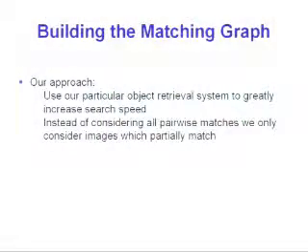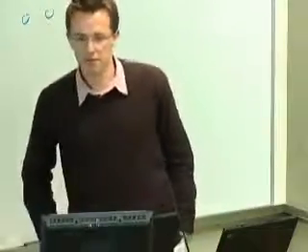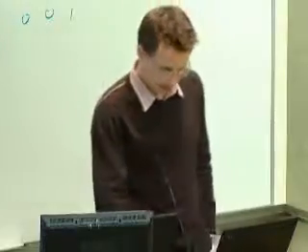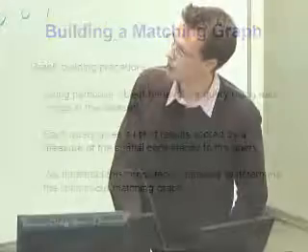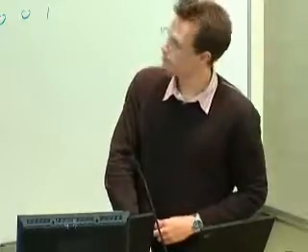Our approach is to use particular object retrieval to increase the search speed, and instead of considering all pairwise matches, we'll only consider images which we know partially match. So the procedure is, using retrieval, we query using each image in the dataset, and each query gives us a list of results scored by a measure of the spatial consistency to the query. And then we simply threshold this consistency measure to determine the final links in our matching graph.